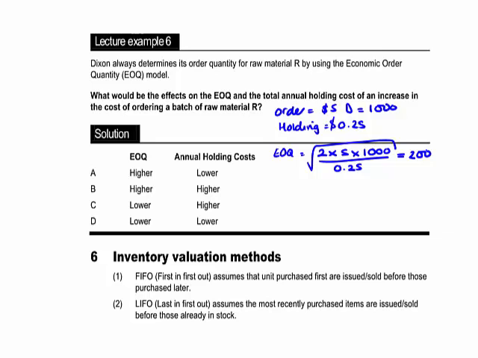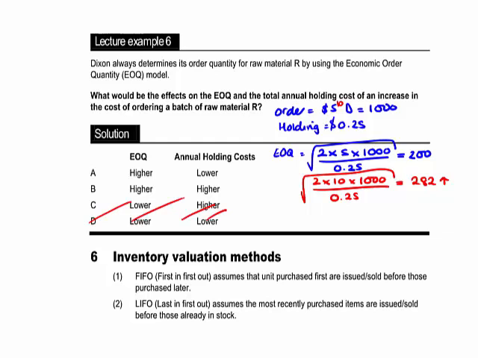And obviously in the exam, it doesn't matter if you make up something that doesn't come to an EOQ that's a whole number. What I'm going to do now then is say, right, okay, well my ordering costs need to go up. So I'm going to change my ordering costs to 10. So 2 times 10 times 1000 divided by 0.25 square rooted gives me 282. So what's happened is my EOQ is going to be higher.